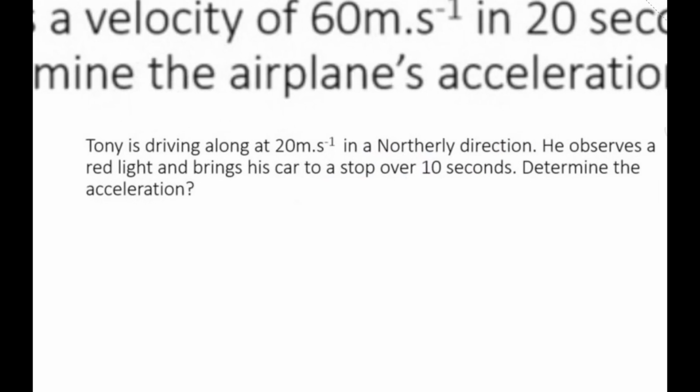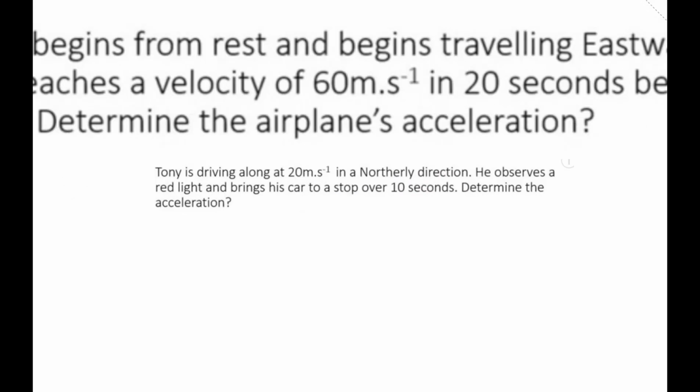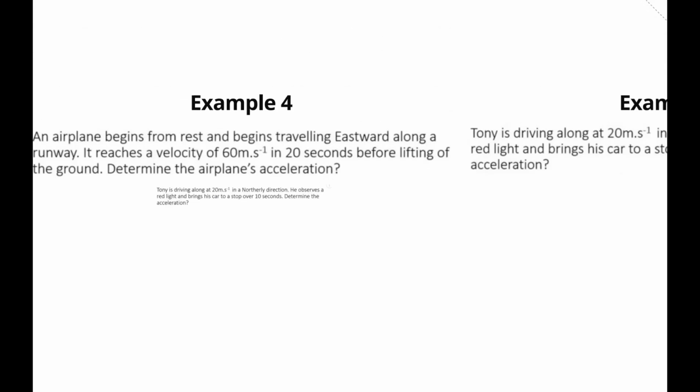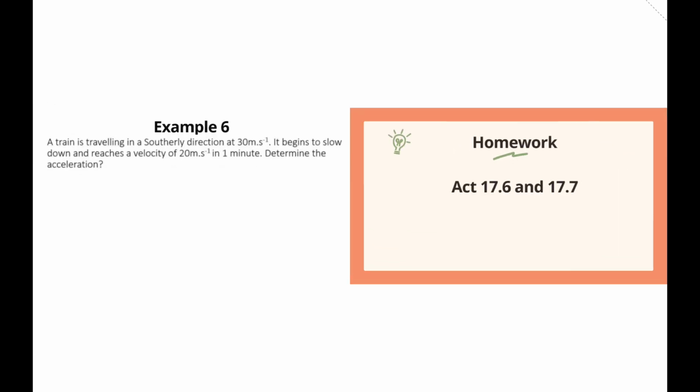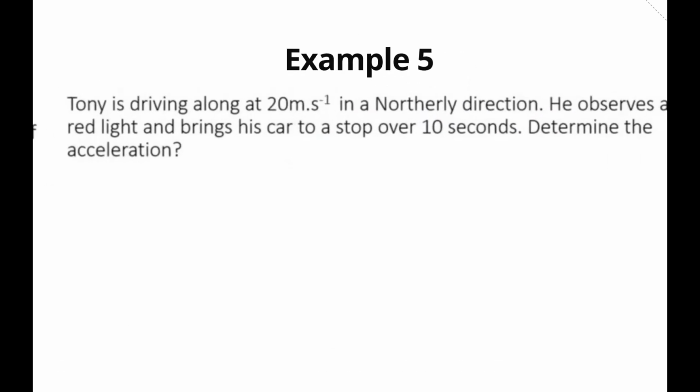Another example you can see here: Tony is driving along at 20 meters per second in a northerly direction. He observes a red light and brings his car to a stop over 10 seconds. So V initial is going to be 20 meters per second, because he is initially driving at 20 meters per second, but he stopped. V final is going to be 0, and time is 10 seconds. Calculate acceleration. Same questions, but they will train you to know how to use the formula at the right time.